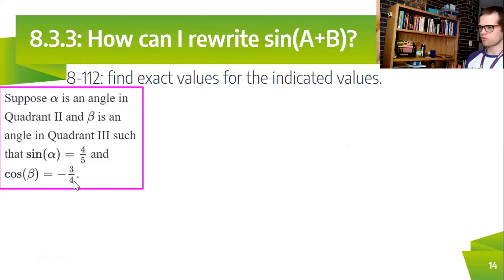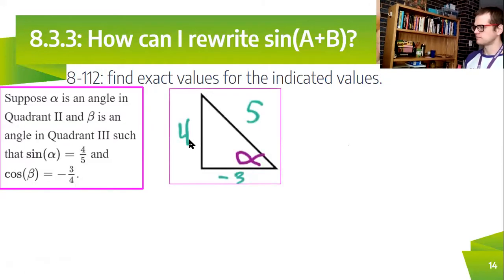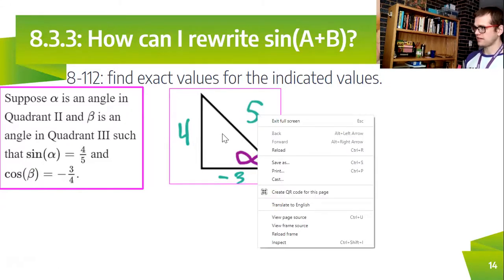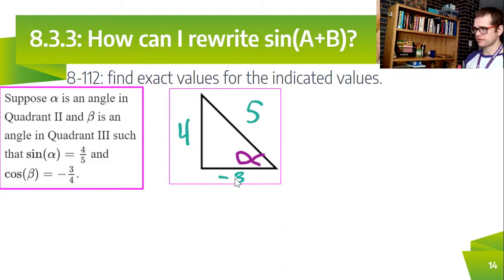What we're going to do, let's draw a picture to see what's going on. There's alpha. It's in quadrant 2. And again, for sine, it said 4/5. So sine of alpha needed to be 4 over 5. Then I needed to solve for this other side, which gives me -3. And it's -3 because in quadrant 2, cosine's negative.